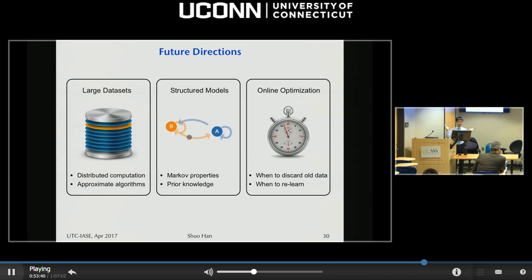So the holy grail would be, once you can get some performance guarantee for a decision-making system, then eventually the hope is to get rid of this human operator sitting in the middle, so that you don't have any human intervention. So I'm listing a few directions that I imagine could push the state of the art to the holy grail. The first one is the possibility of dealing with large data sets.